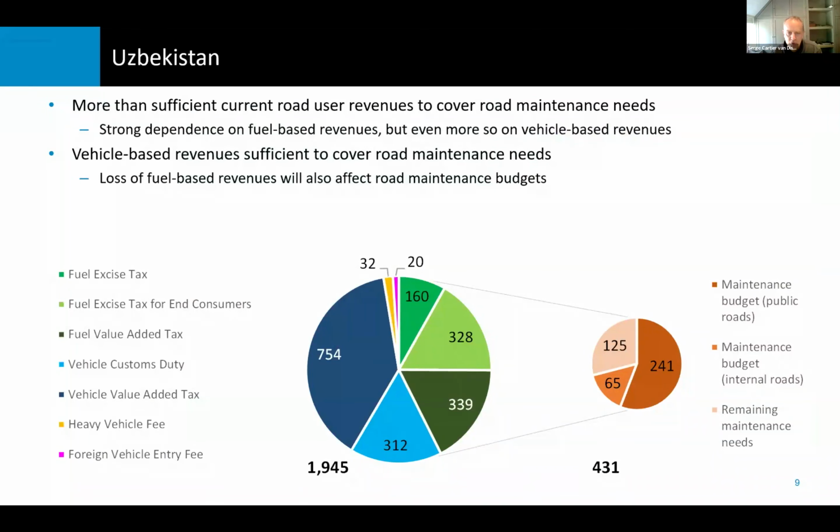Uzbekistan collects more or less 4 times the amount of revenue from road users as what is actually needed for road maintenance. It doesn't mean that all the road maintenance is covered, but it collects a lot of revenue. There's a high dependence on the green, the fuel-based revenues, but also on the blues, the vehicle-based revenues. And you can see that if all the fuel-based revenue were to be lost, there would still be sufficient vehicle-based revenues to actually cover the road maintenance needs. So Uzbekistan is in a pretty good starting position.